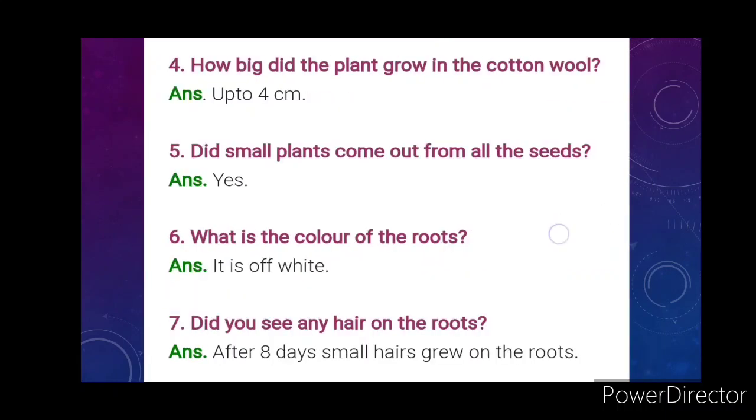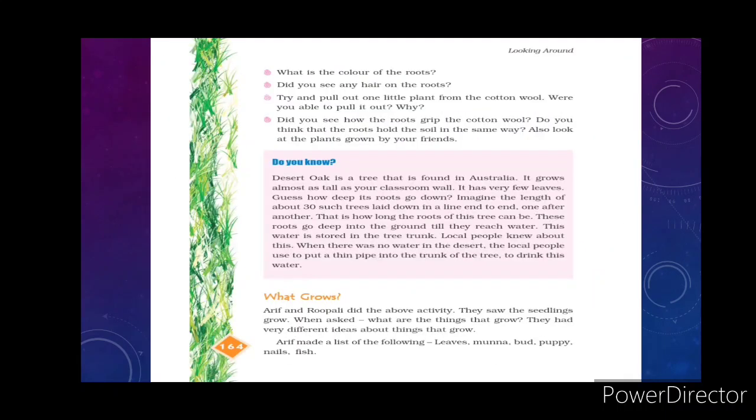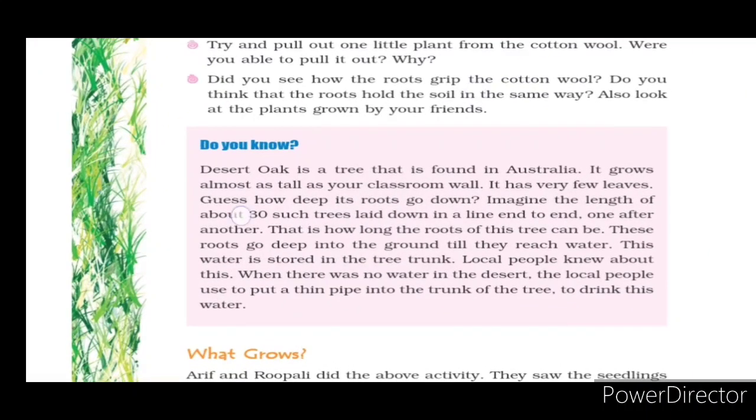Okay, now the next part of the chapter. Here is one interesting fact. Have you heard about the tree desert oak? Desert oak is a tree found in Australia. It grows almost as tall as your classroom wall. It has very small leaves. Guess how deep its roots go down.